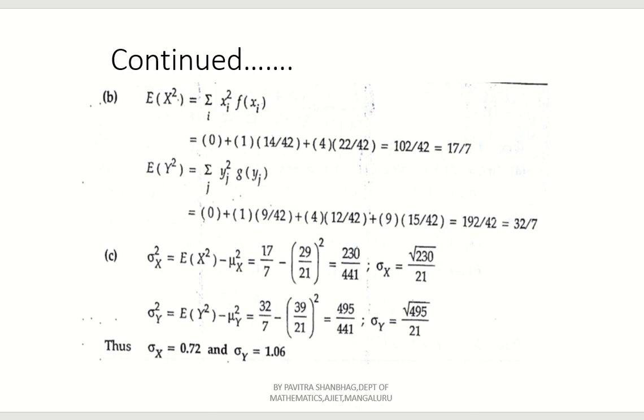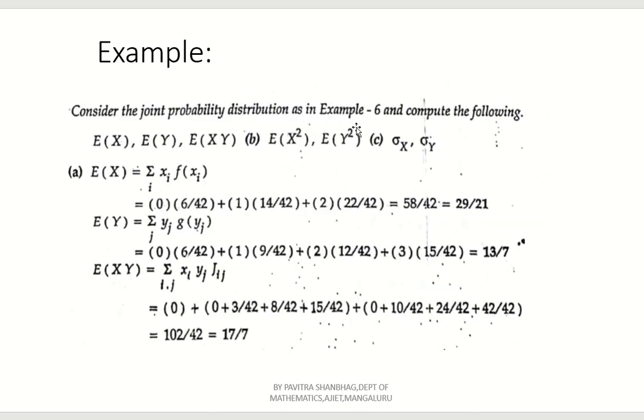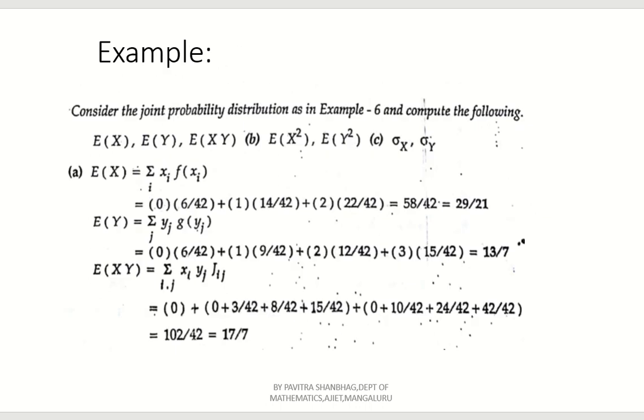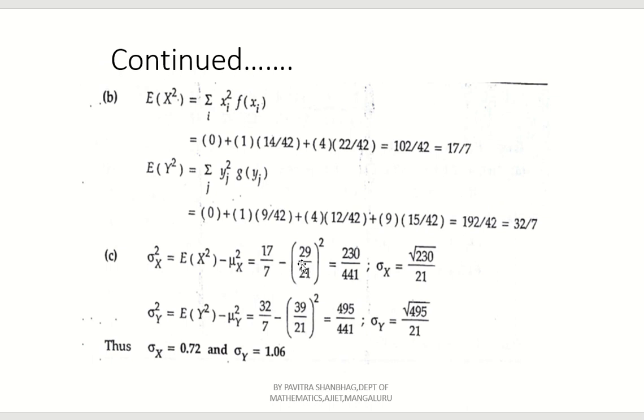Now you need to calculate sigma x square. We need to find sigma x square because we want sigma x and sigma y. First you have to find sigma x square and sigma y square, then take the square root. So what is sigma x square? Sigma x square is nothing but variance, that is E of x square minus E of x whole square, right? E of x square is 17 by 7 minus E of x, or mu x, which we already obtained, 29 by 21, whole square. That is 17 by 7 minus 29 by 21 whole square, we will get 230 divided by 441.